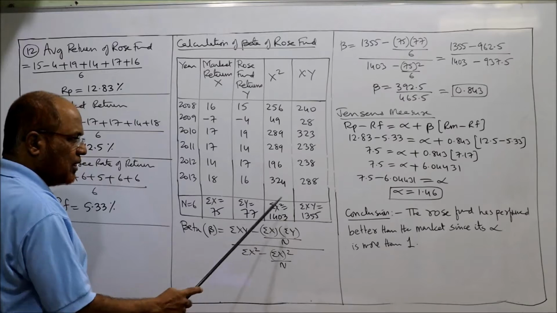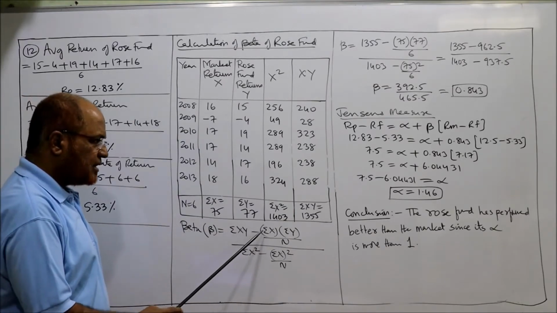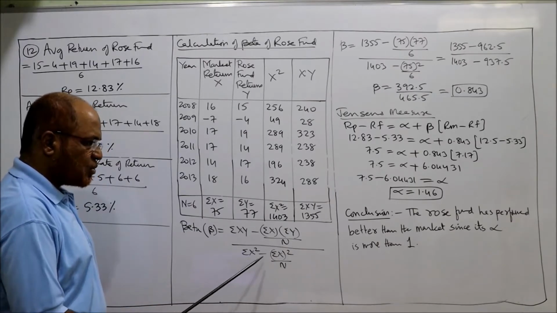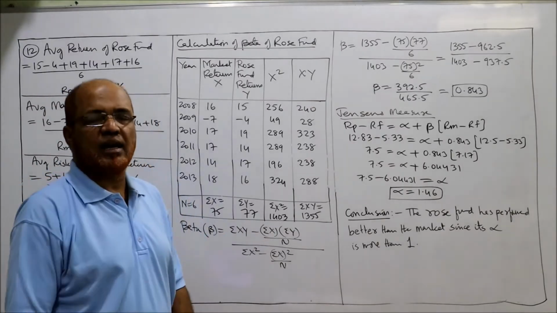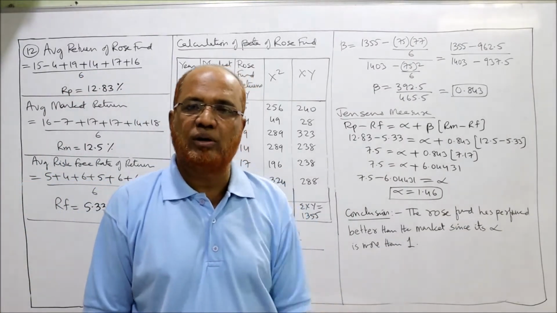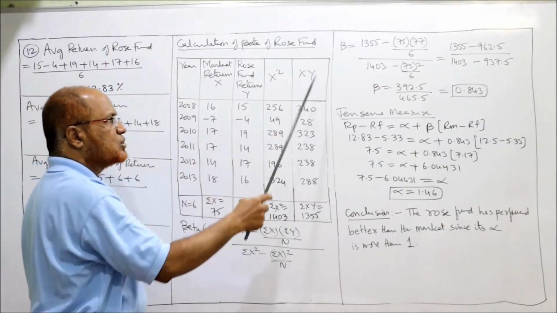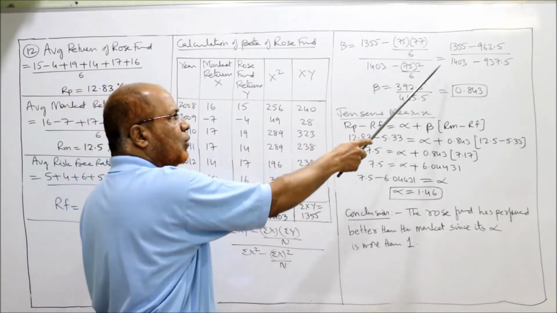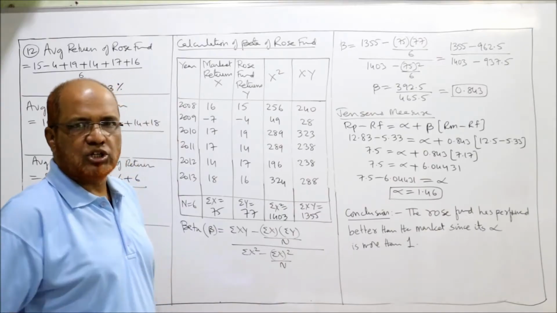Now find the total. Now the beta formula is: beta is equal to summation XY minus summation X into summation Y by n, whole divided by summation X square minus summation X whole square by n. This is the formula for beta calculation. We have learned this in the previous unit, unit number 4, portfolio theory. Substituting all the values we have here into the formula, we get the beta value 0.843.